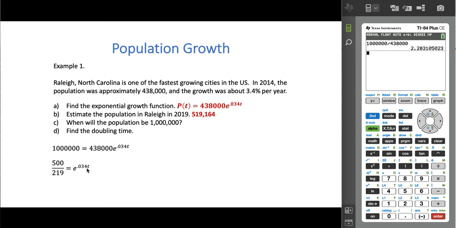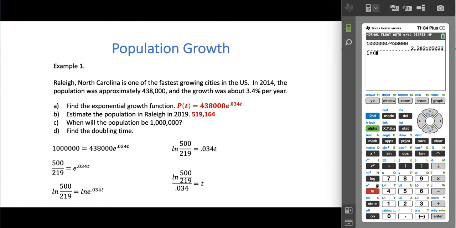We want to find t. Since we have e to this power, I hope you remember from previous screencasts, we're going to take the natural log of both sides because that's going to make our life easier. When we take the natural log of both sides, on the right side, that expression reduces to 0.034t. So if we want to solve for t, we're going to divide the natural log of 500 divided by 219 by 0.034. Now remember, this 500 divided by 219 is this number, 2.28.